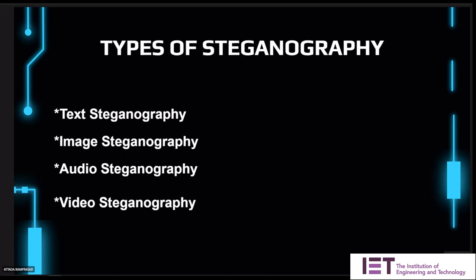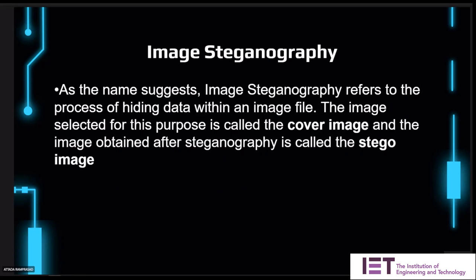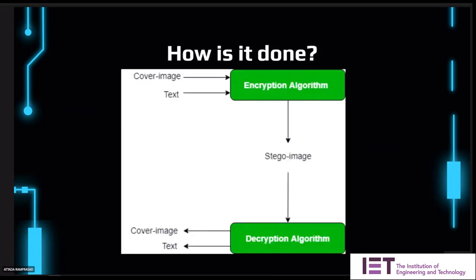Let us now try to understand image steganography in detail. As the name suggests, image steganography refers to the process of hiding data within an image file. The image selected for this purpose is called the cover image, and the image obtained after steganography is called the stego image. Let us now try to understand in a better way how this is done. Any image is basically represented in the form of a matrix of size n cross m if it is a grayscale image, and each entry of that matrix represents the intensity value of a pixel.